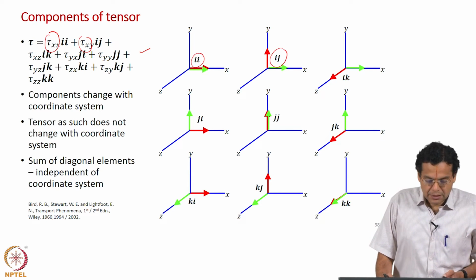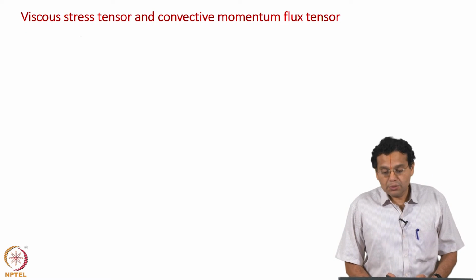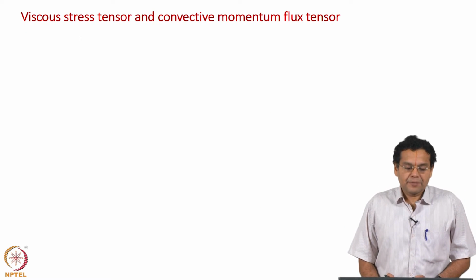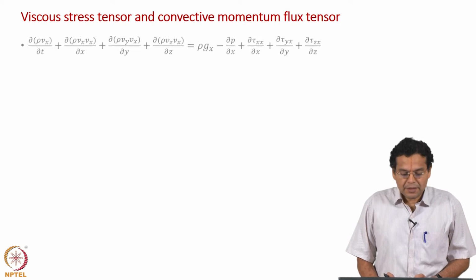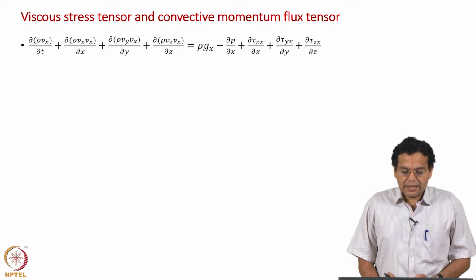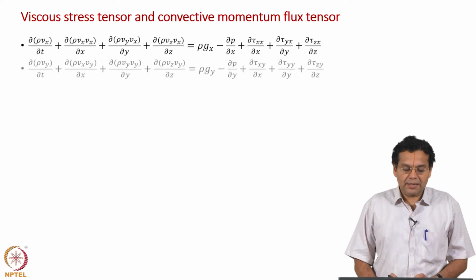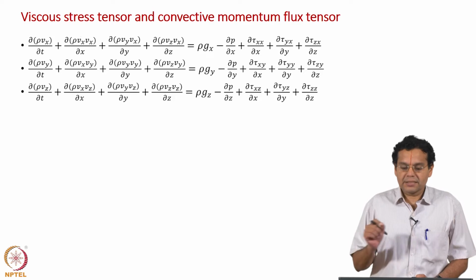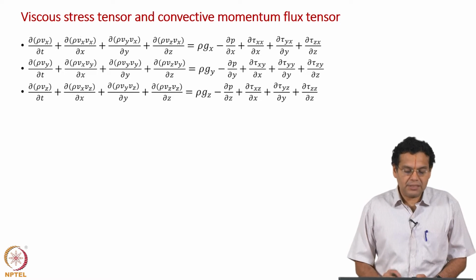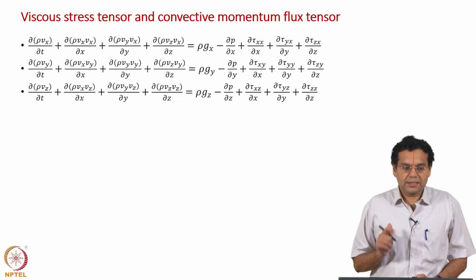So, now the two tensors which I am going to discuss are the viscous stress tensor, which is kind of known to us, and the new tensor, the convective momentum flux tensor. Let us write down the 3 linear momentum balance equations, only then can we discuss the two tensors. We have written down the linear momentum balance along the x direction, y direction, and z direction. From this we will identify the two tensors.